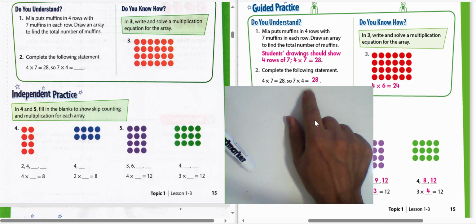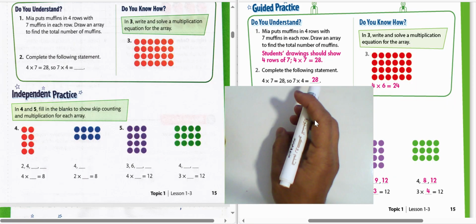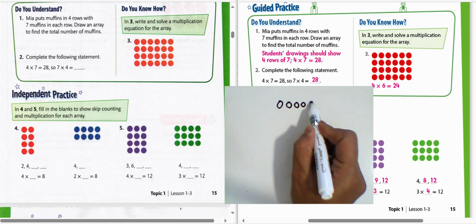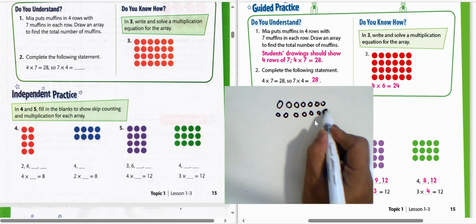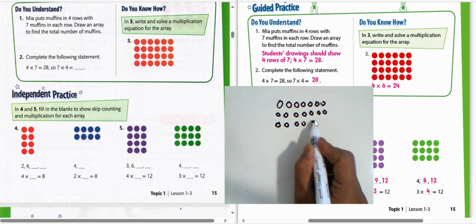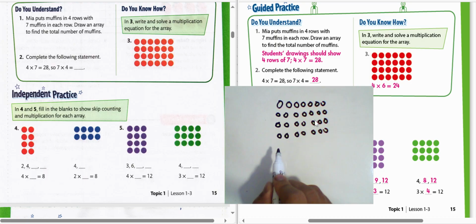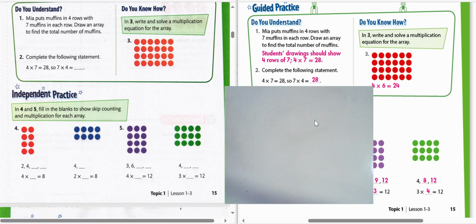In this example you can draw 4 times 7. 4 rows, each row contains 7 movements. Like this. 1, 2, 3, 4, 5, 6, 7. Then 4 times 7 equals 28. Okay, next question.